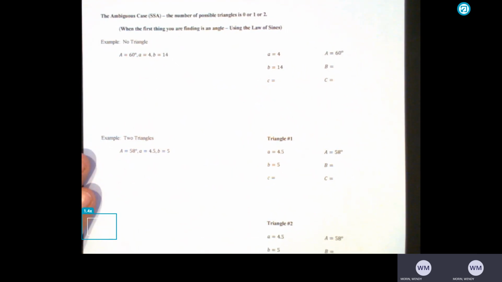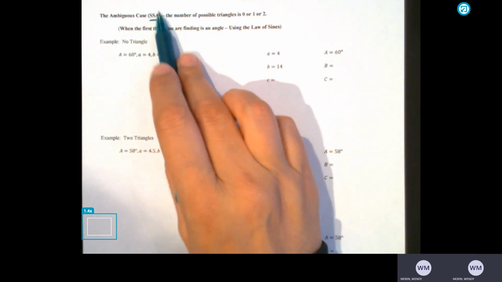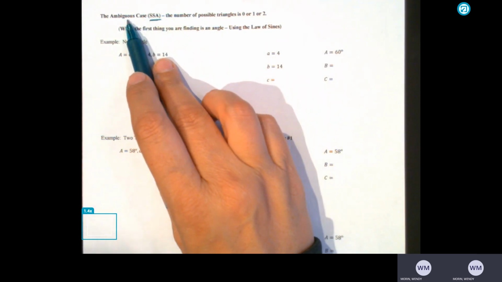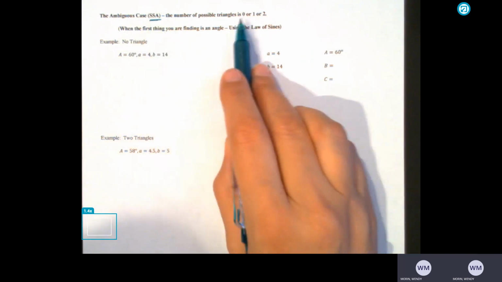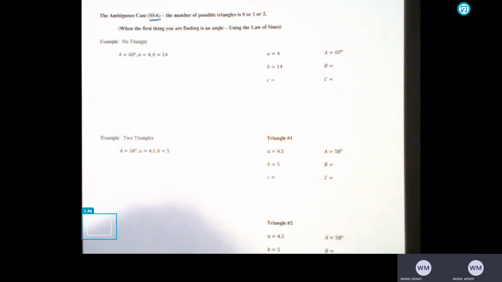And we call this the ambiguous case. Anytime you are given side, side, angle, or angle, side, side, that is an ambiguous case. Ambiguous means not clear. So just based on the given information, it could be 0 triangles, it could be 1, or it could be 2. And I'm going to go through how you know based on the work that you will be doing.